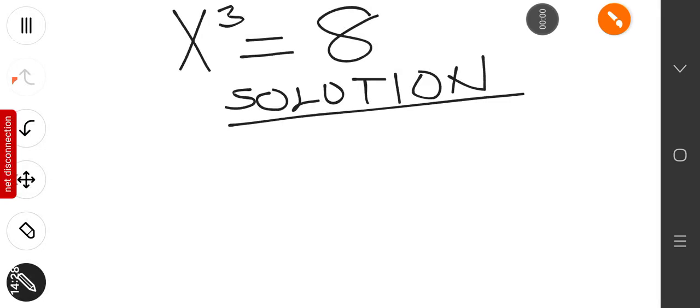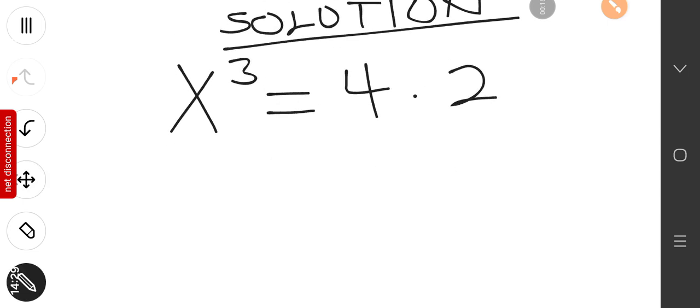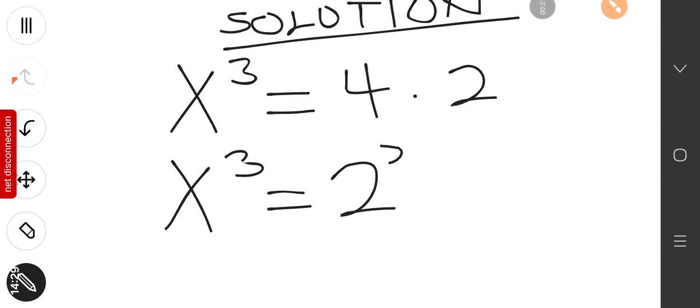Alright, welcome back to the class. We have x exponent 3 equals 8. So we can write 8 as 4 times 2. Our equation becomes x exponent 3 equals, now 4 is the same as 2 exponent 2.